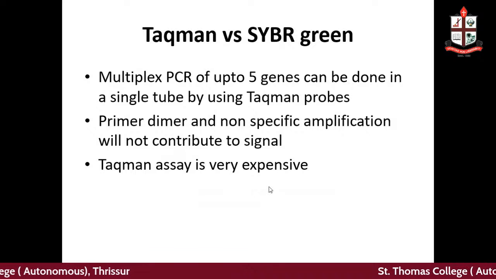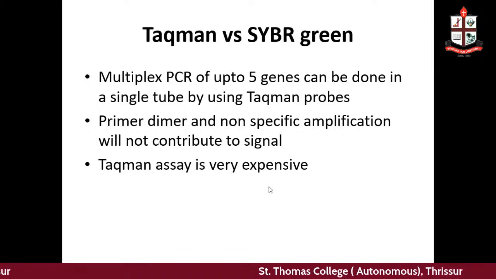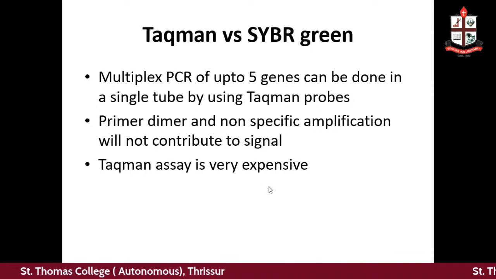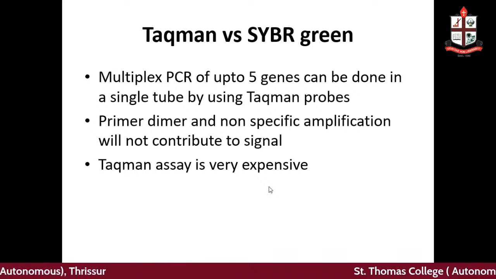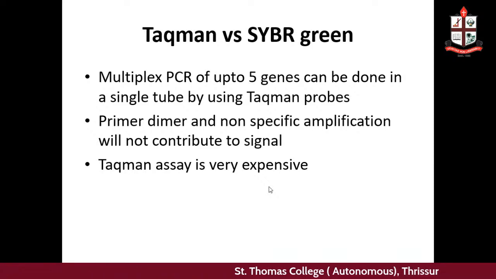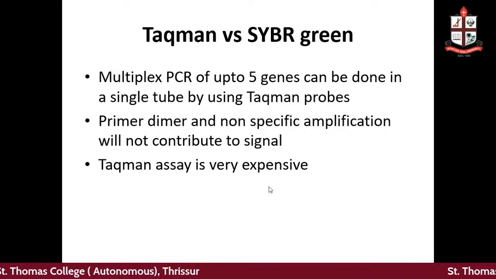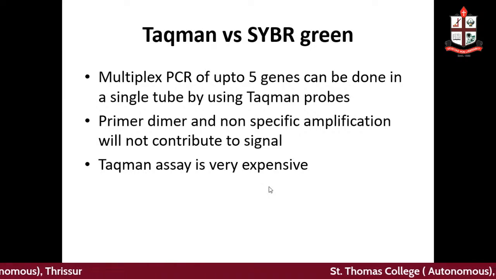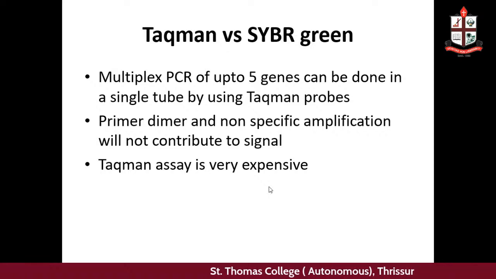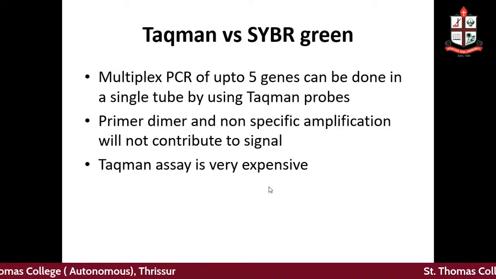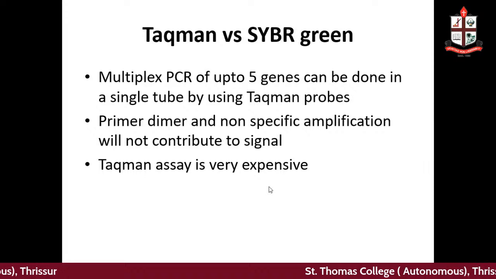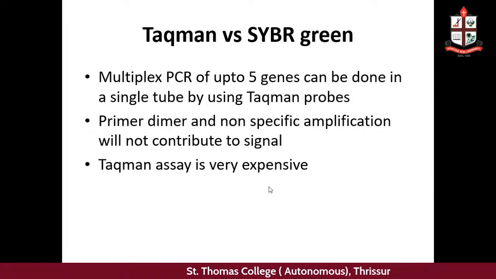The advantage of this is that very little template is needed. With the same amount of template, we can analyze many different genes together instead of analyzing them separately. If we want to analyze them separately, we have to add template in 5 different tubes. Instead, here we are adding template in one tube and analyzing 5 different genes together. That's one advantage. Then the sample to sample or reaction to reaction variation can be avoided. When we analyze genes in different tubes, the variations between tubes will be there. That can be avoided when you analyze all the genes together in a single tube.